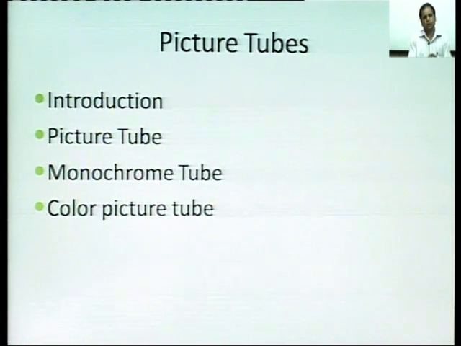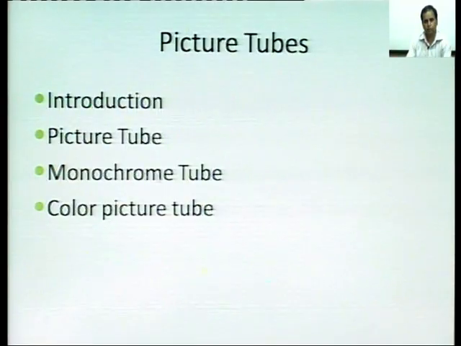This topic will be covering different parts: the introduction, what picture tubes are and what they really mean. Then the monochrome tube. Monochrome tube means black and white tube. The very earliest one was the monochrome tube, where we see pictures in black and white. Any picture can be displayed by different proportions of black and white: black, white, gray, light black, dark black. So, various shades of black and white. It depends upon the proportion in which white and black are mixed, and the total combination forms a picture.